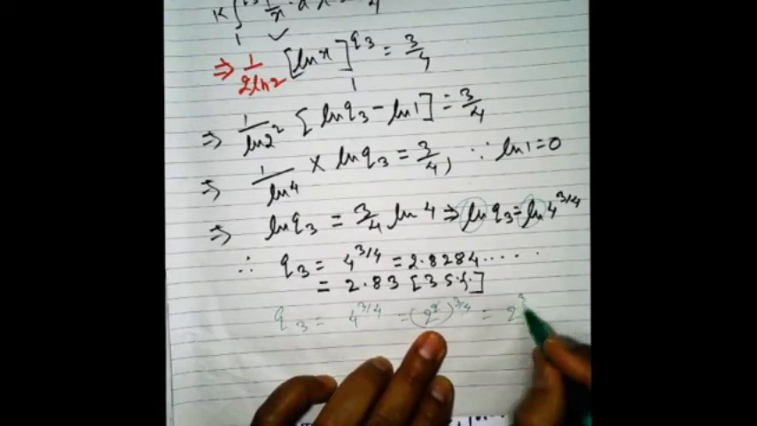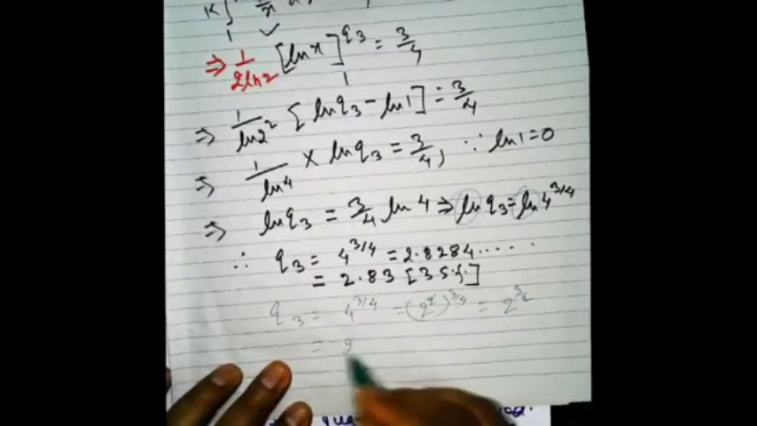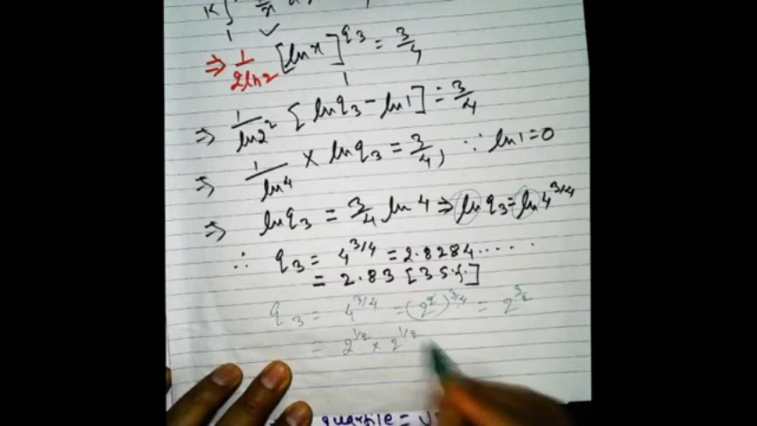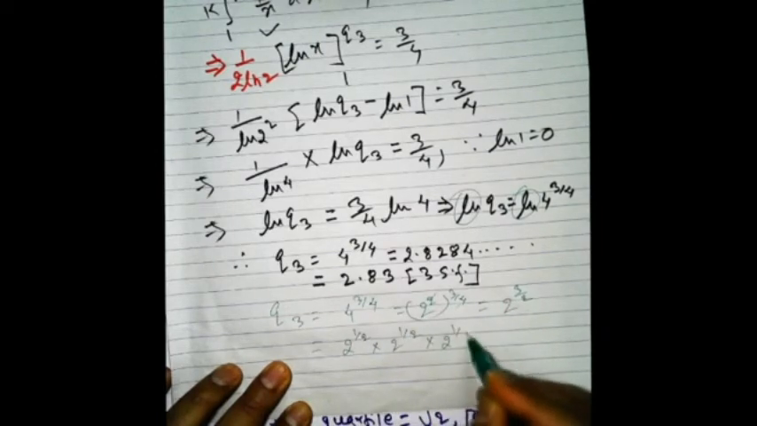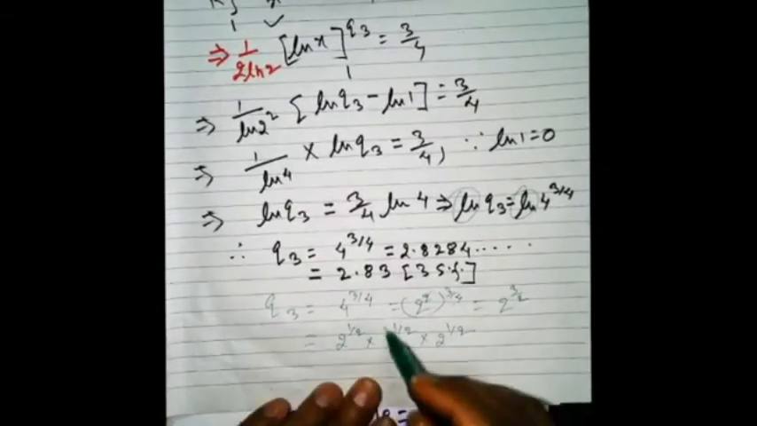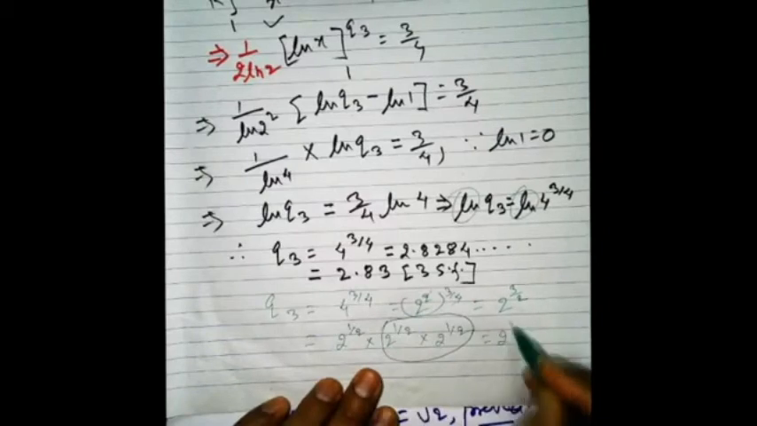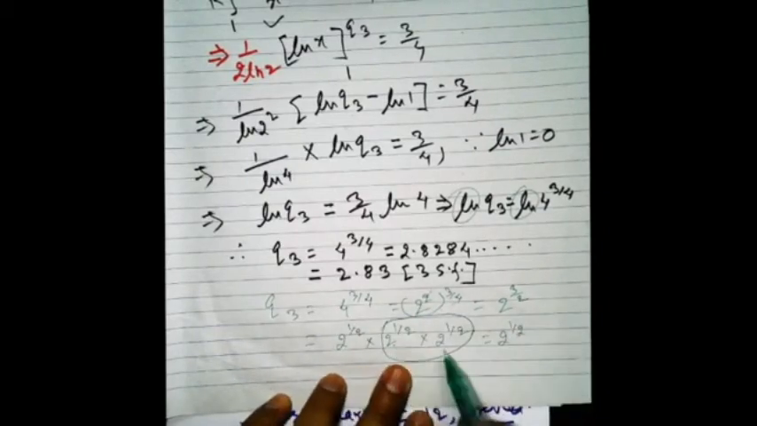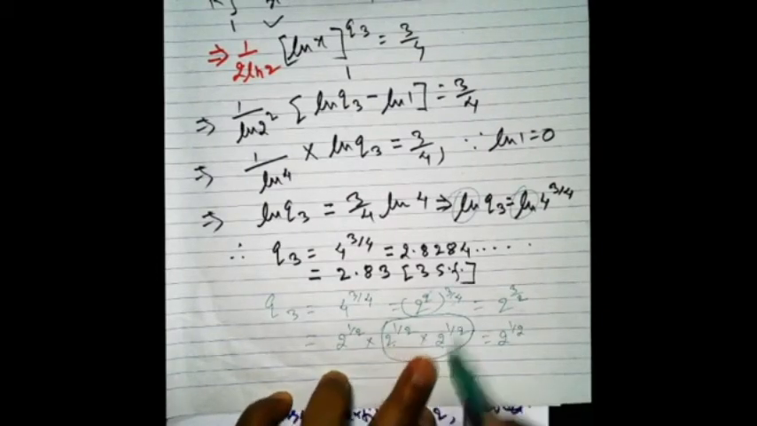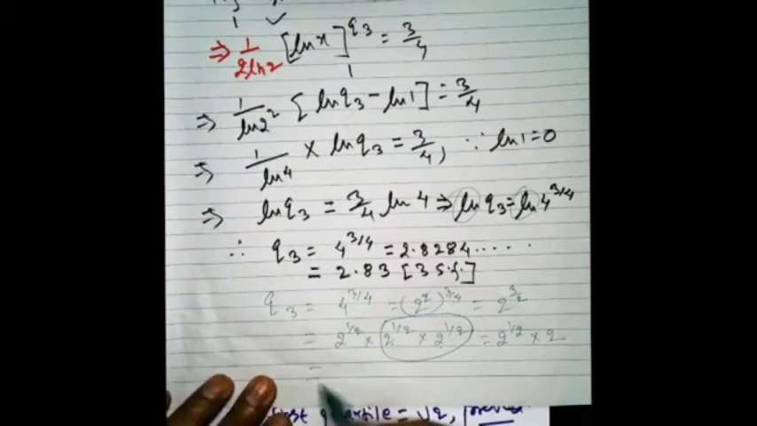And 2 to the power 3 by 2 you can write as 2 to the power 1 by 2 times 2 to the power 1 by 2 times 2 to the power 1 by 2. So anyway you can express it as an exact answer. These are roots, so this is 2 to the power 1 by 2, and if you consider these two together, then 1 by 2 plus 1 by 2 will be 1, so you're left with only 2.